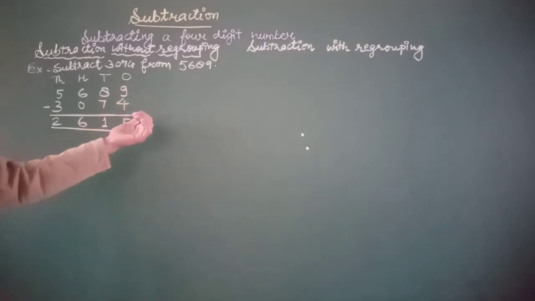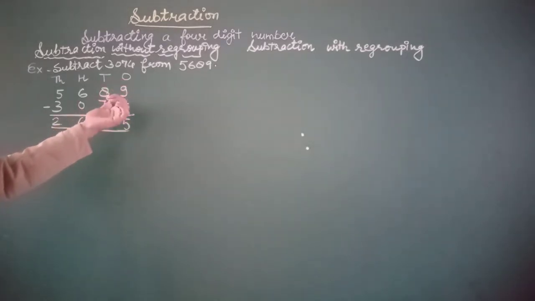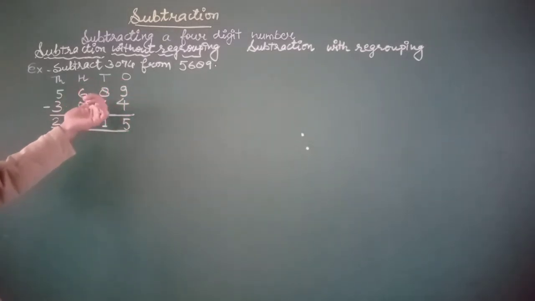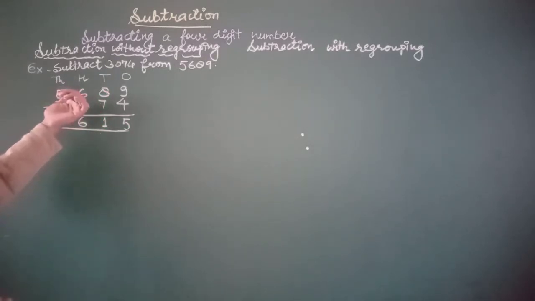9 ones minus 4 ones is 5 ones. 8 tens minus 7 tens is 1 ten. 600 minus 0 is 600. And 5000 minus 3000 is 2000.